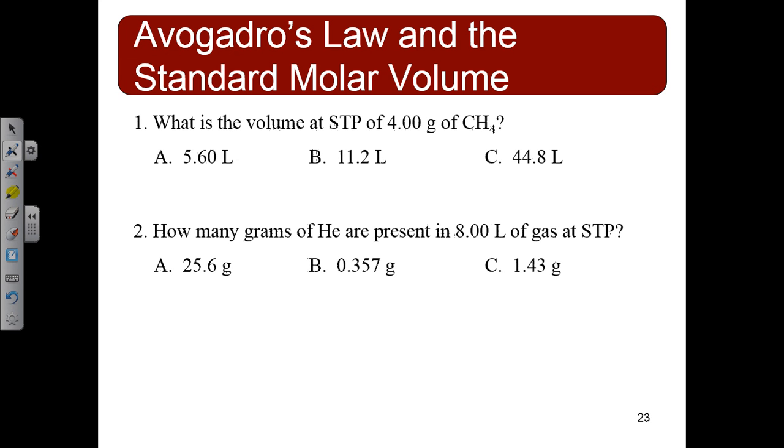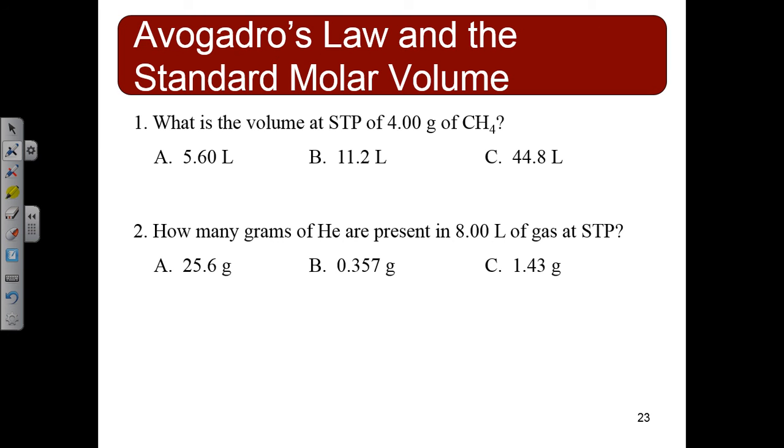All right, so we're going to try to find the answer to these. Here's two problems. They're on the same slide, but we're going to work through the first one and then come back and work through the second one. Okay? So it says, what's the volume at STP of 4 grams of methane? Okay? So exactly what Abdullah just said.